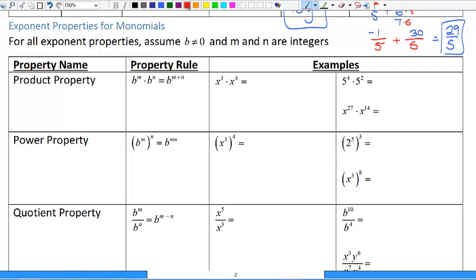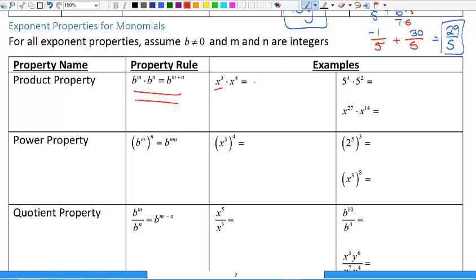For all exponent properties, assume that b is not equal to 0 and m and n are integers, then these properties are true. Our first property is called the product property, where it says b to the m times b to the n equals b to the m plus n. This is the rule, okay? I first want to show you why the rule works.